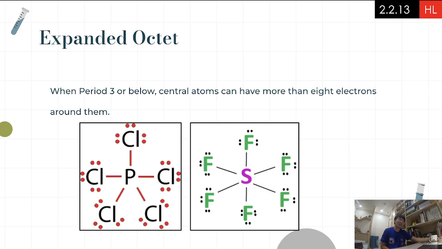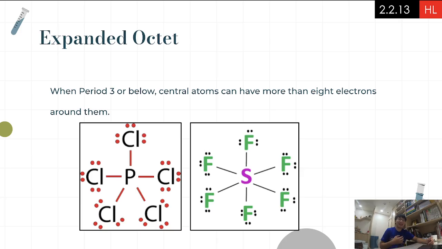In this scenario, you can see that phosphorus has 5 bonds. And remember, each bond has 2 electrons, right? So 5 bonds, 2 electrons each, that's 10 electrons. Wait, that doesn't fit the octet rule? Yes, it doesn't. So it's called an expanded octet. It fits more than it needs.